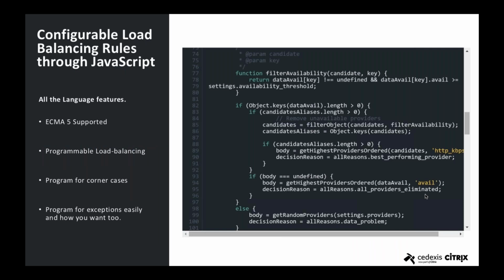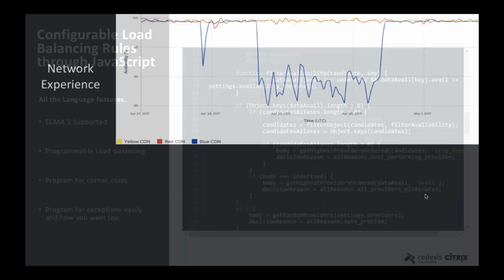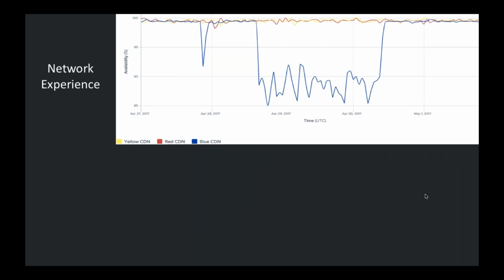These load balancing rules are very highly programmable. It's based on the JavaScript language, ECMA5 supported. It's really made to be able to program any custom rules that we want to take into account, taking into account the performance information we have, the geo information, the availability KPIs, and much more. We provide some reports on that.